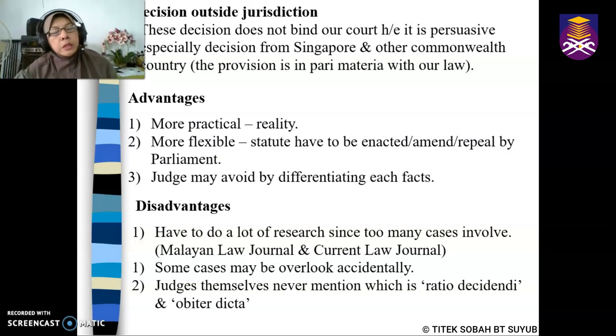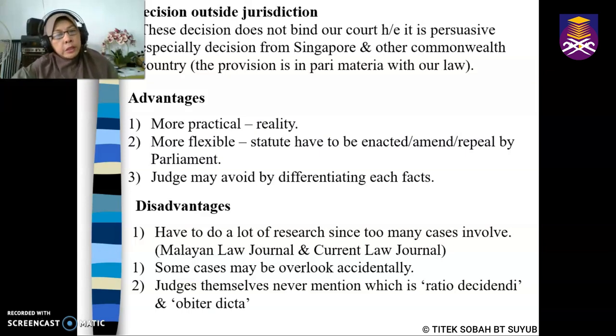So what about decisions outside our jurisdiction? Let's say it is from another country. Of course, our court is not bound to follow this decision. However, it can have a persuasive effect. Meaning, if it is brought forward by the lawyers, it may persuade the court to give a similar decision. However, the court is not bound by it.